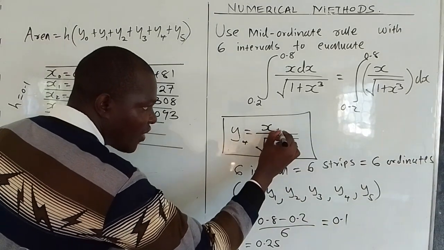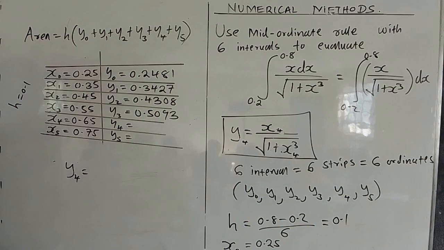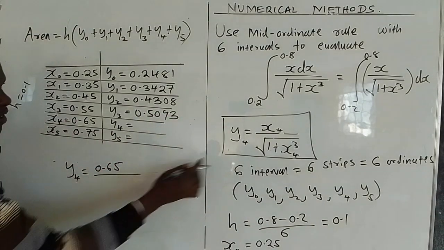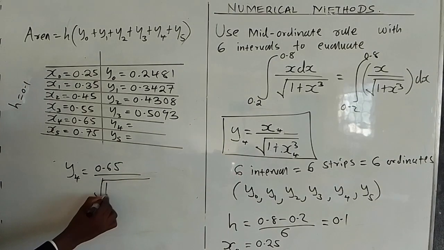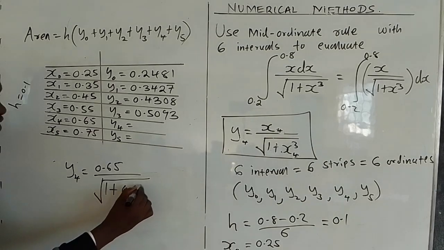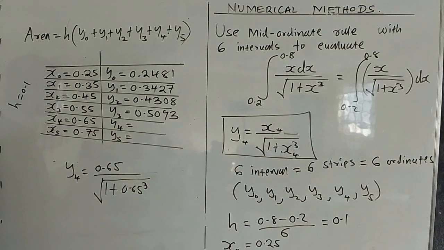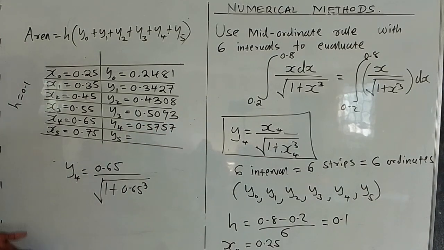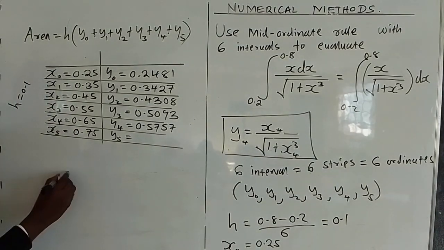When you put 4 there, you put 4 for x. Meaning y4 will be x4, which is 0.65 over square root of 1 plus x4 cubed. x4 is that you are 0.65 cubed. What do you get to be y4? 0.5757. You move to y5.